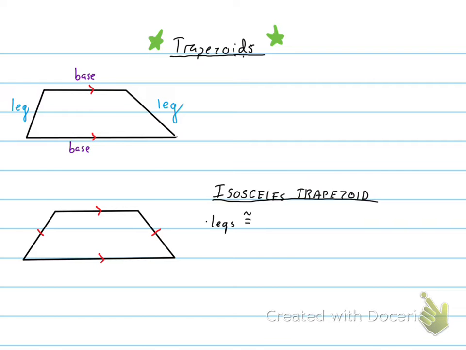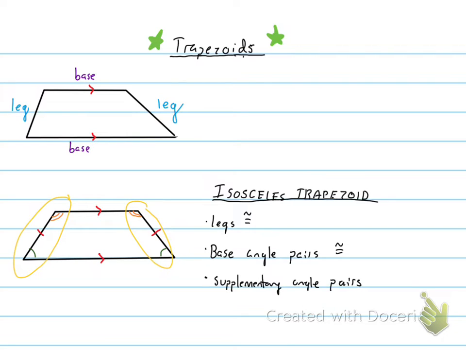There's also some other information we can determine by these, which is that base angle pairs are congruent. So notice those bottom angles there, in green, I would call a base angle pair, and those top angles I would call another base angle pair. Those are congruent. And then the angles that are stacked on top of each other there are supplementary. Also, last thing there, diagonals in an isosceles trapezoid are congruent.